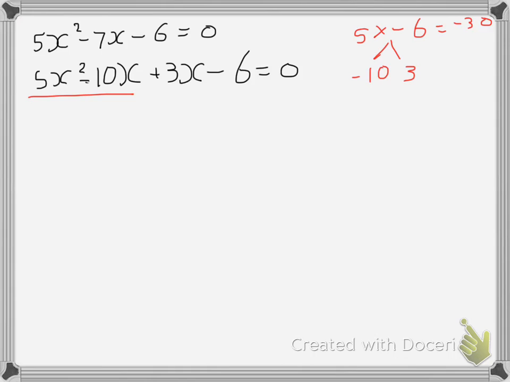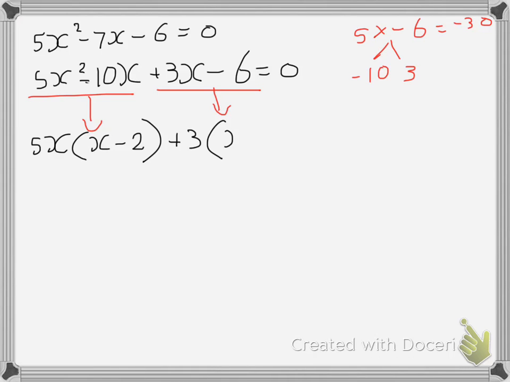I'm going to take the first two terms, the ones that I've underlined, to factorize. The common factor between them is 5x, and so what's left is x minus 2. For the second lot of terms, the common factor is positive 3, so what's left is x minus 2, equals 0.